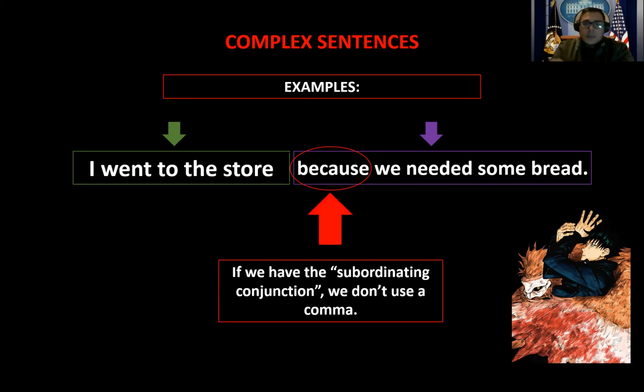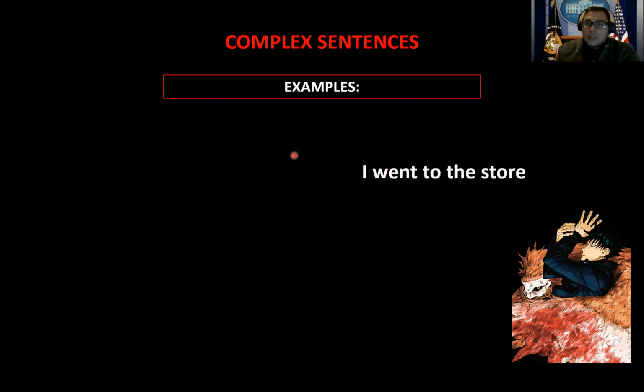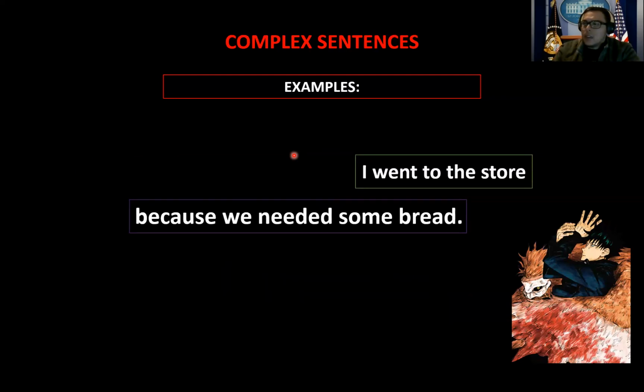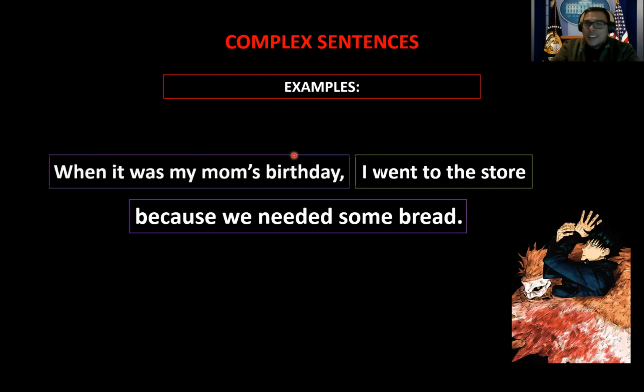And what we have right there in circle, because, this is basically the subordinating conjunction. If we have the subordinating conjunction right there, we do not use a comma. Why don't we use a comma? Because the subordinating conjunction is already acting as the glue that's going to join these two ideas together. Okay. Now we have another example over here. It's the same one, but this time we might see a difference. That's the difference right there.